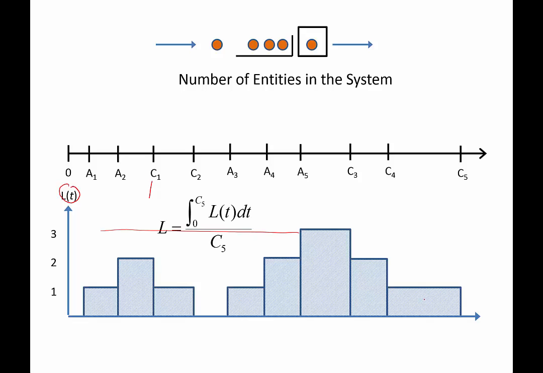If we're interested in L, which is the average number in system over our time interval, we simply take this integral of the function L(t) and divide by this finishing time. In general, we want the limit, again of the same expression, as t goes to infinity, because we're interested in the average number in system at steady state.